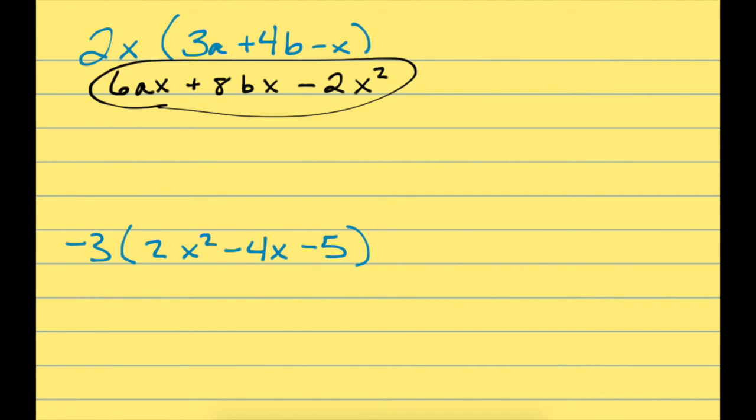The second one, negative 3 times 2x squared. Negative 3 times 2 is negative 6. And then I just attach my x squared. Negative 3 times negative 4x. Negative 3 times negative 4 is positive 12, and I attach my x. And negative 3 times negative 5 is a positive 15. So that's my answer.